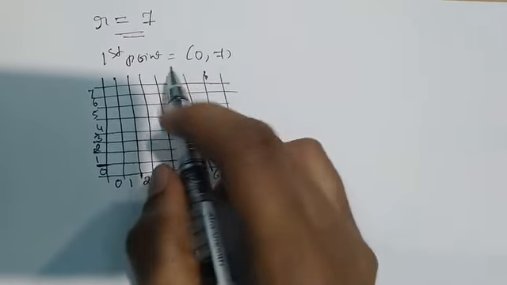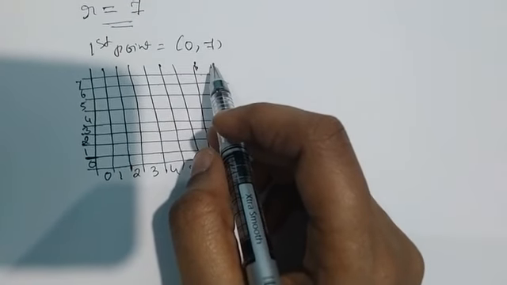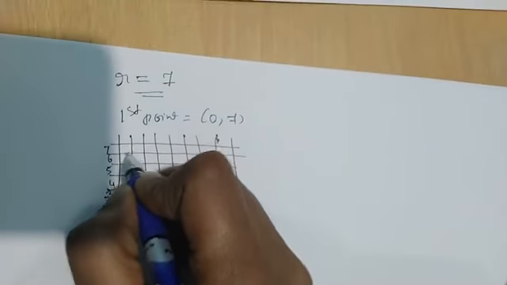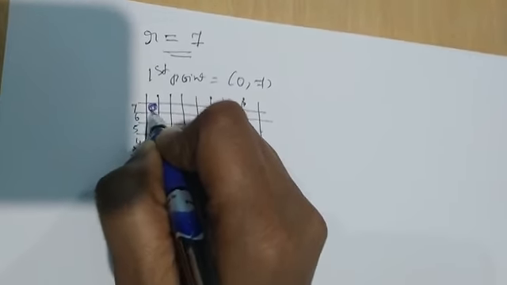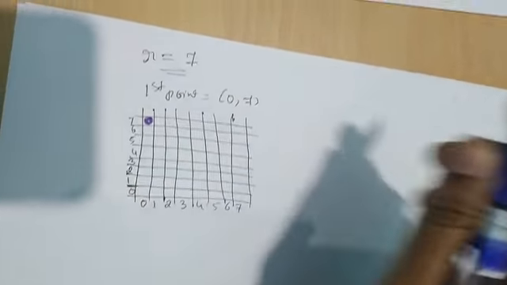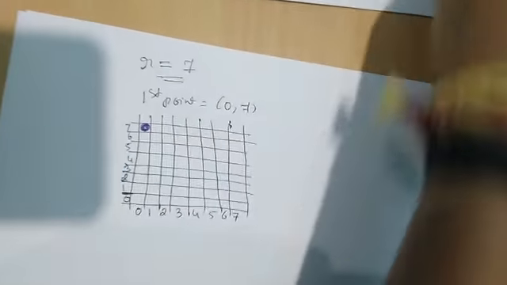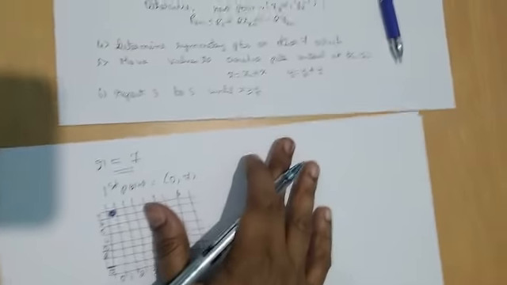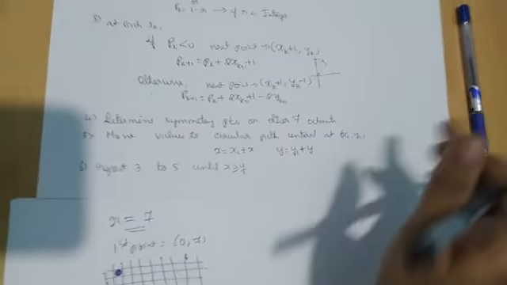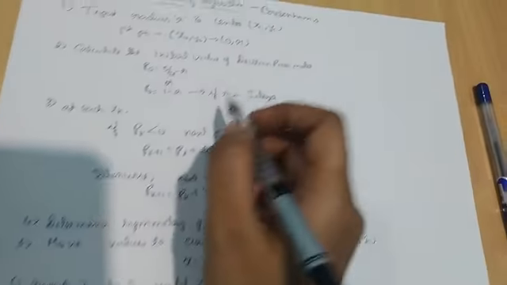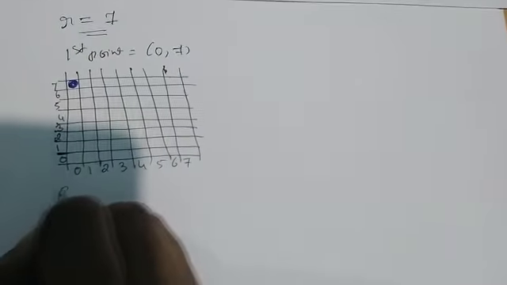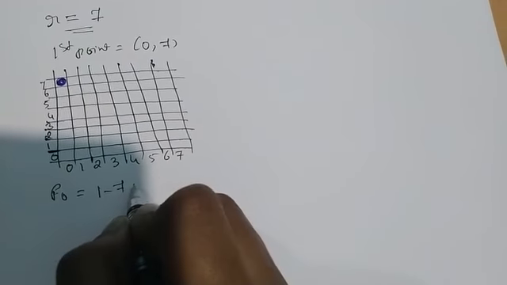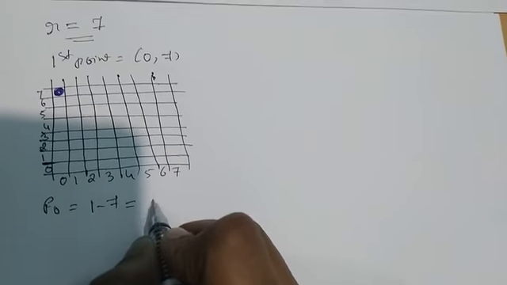First step is to plot the first point 0, 7. So I'll be plotting 0, 7 here. This is the 0, 7 pixel. So we are supposed to calculate the required value, that is the decision parameter. Since r equal to 7, I can take p equal to 1 minus r. So p naught equal to 1 minus 7 equal to minus 6.